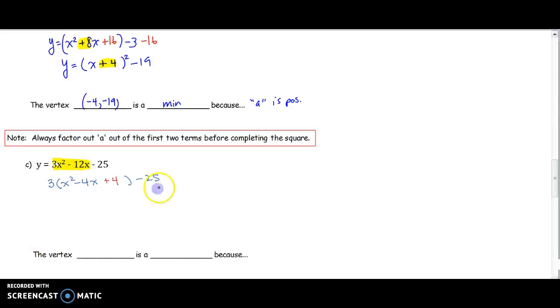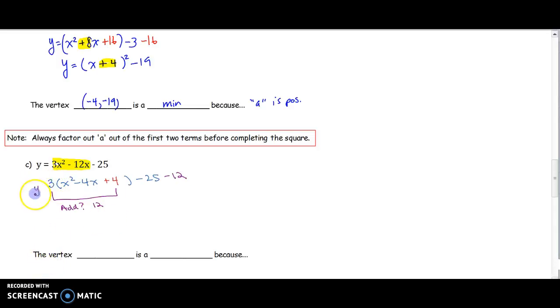Now, this is the tricky part. I can't just put -4 there because I did not add 4. I added 4 inside the brackets, but if I was to distribute that 3 back in, what did I really add? I really added 12. I added 3 by 4. So I really have to subtract 12 to keep it the same. So that's where you have to be careful when the a is not 1.